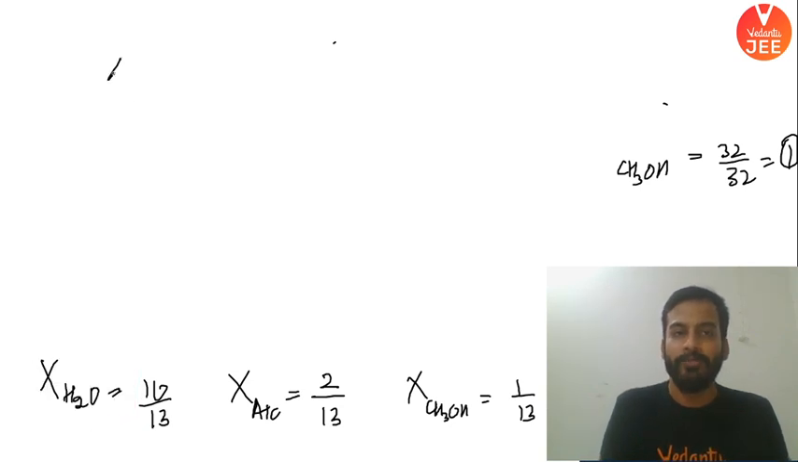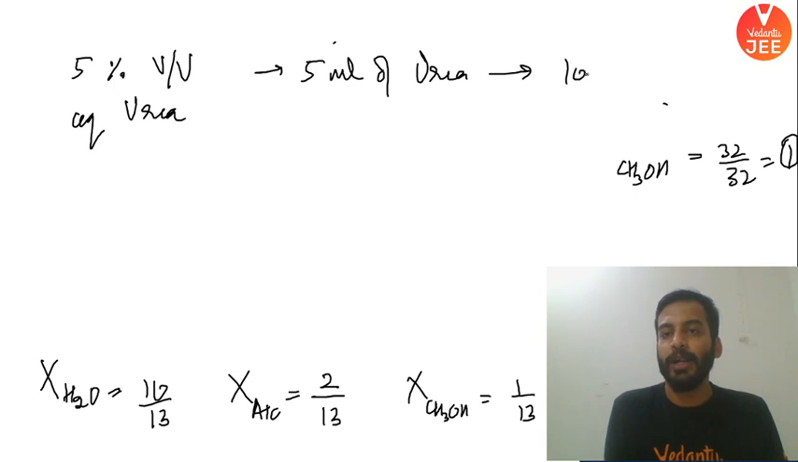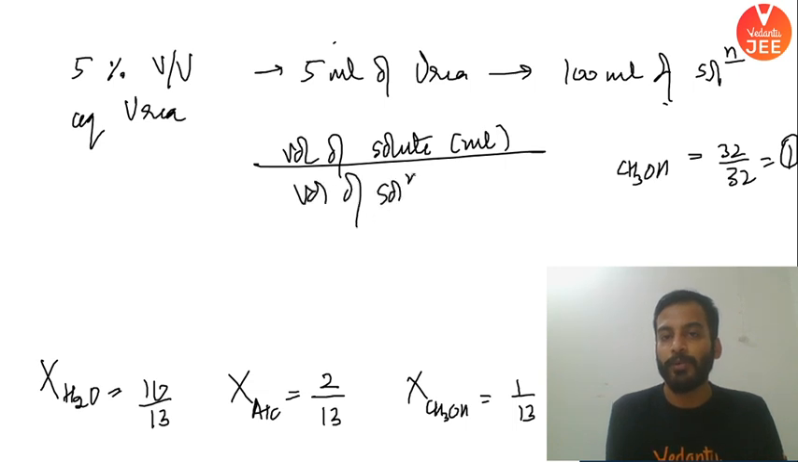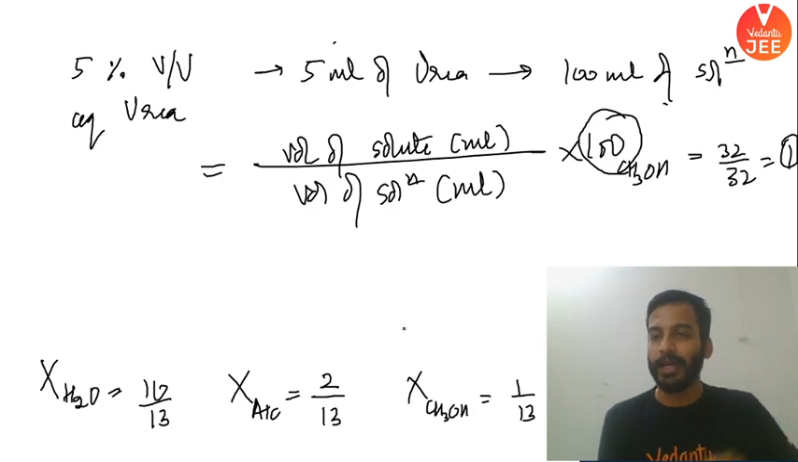देखो इंटरप्रेट कैसे करना है। If I say percentage 5% V by V urea solution, aqueous urea solution, it means 5 ml of urea is present in 100 ml of solution. This is the way you will understand. That's why the formula is what? Volume of solute, of course in milliliter, divided by volume of solution, again in milliliter, into 100. 100 because percentage लगाया हुआ है. That's the formula. ठीक है? I hope it is making sense. सबको समझ आ रहा है how to read it.